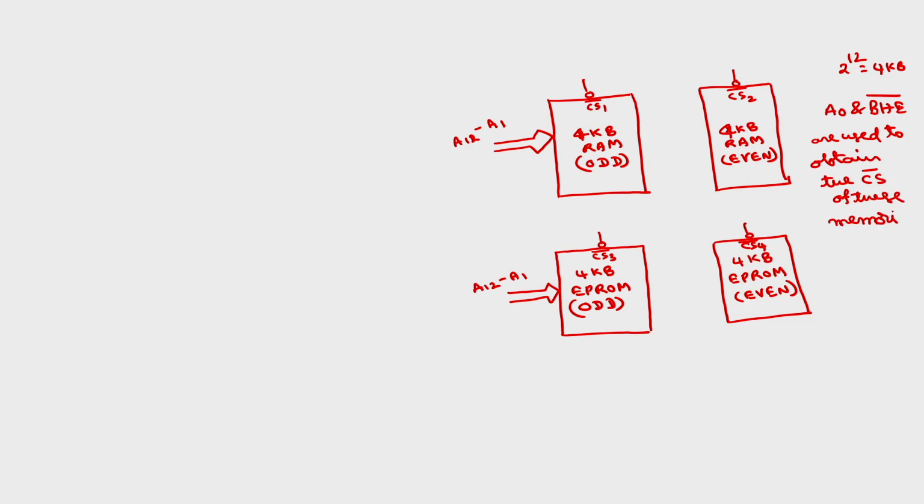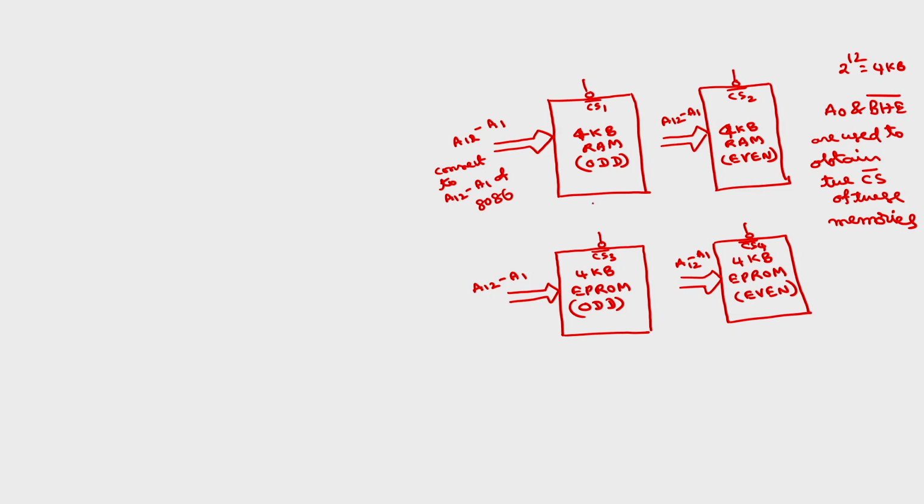Of these memories, here also we will be having 12 address lines, A12 to A1. This you have to connect to A12 to A1 of 8086. So, all these four memories' address lines you have to connect together, and that has to be connected to A12 to A1 of 8086. Okay.